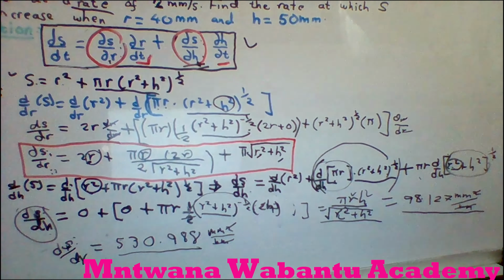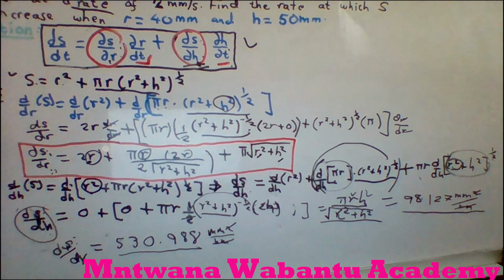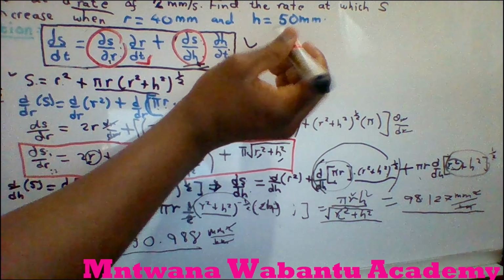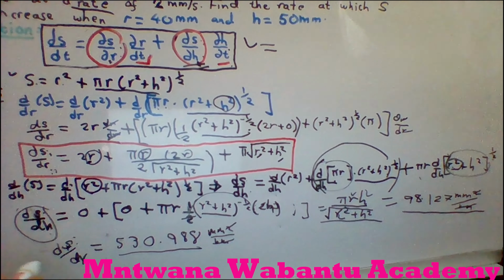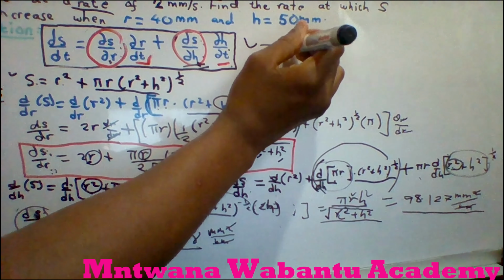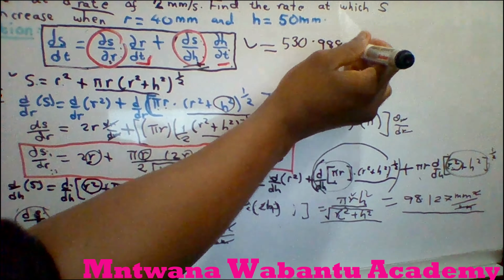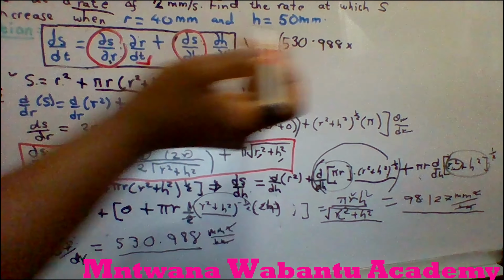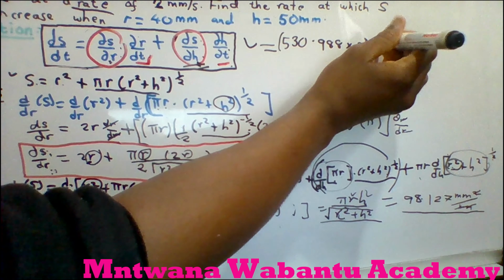dr dt, they were giving us dr dt, which is this one. Okay, and the dh dt, they were giving us 2 millimeters. So what we're going to do, we're going to plug all the values in here in the main formula, which is going to become the ds dr we have, which equal to 530.988 times the dr dt given. The dr dt is 2 millimeter, 2, with plus.